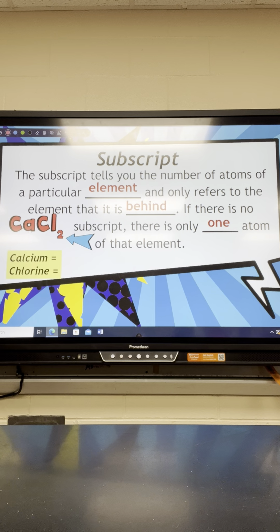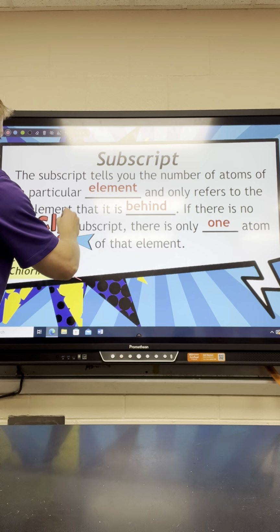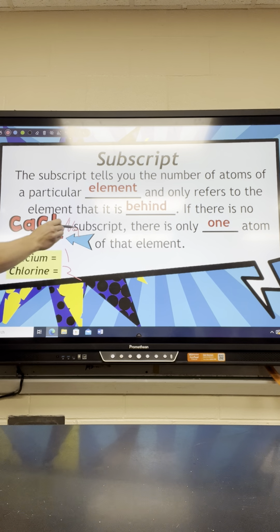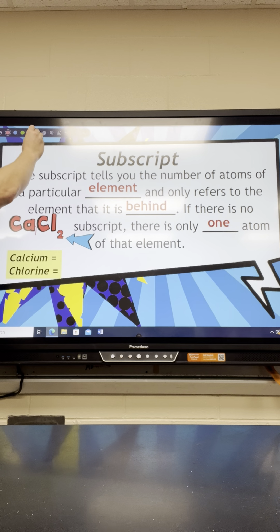So how many Cl's do we have? 2. How many Ca's? 1. All right. So it's talking about the one right in front of it. If we saw Na right here, it has nothing to do with that. It has only to do with what it's right in front of. And if there is no subscript, automatic 1. All right, write that down if you need it.